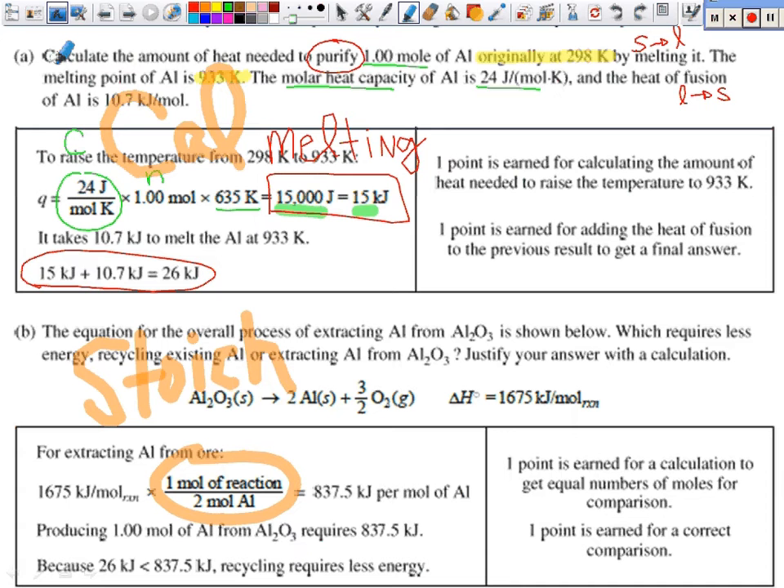So if you notice what it says, 1 mole of aluminum took 26 kilojoules to purify, but it took 837 kilojoules to extract. So which one requires less energy? The purification, the recycling process. And like I said, I don't like this question, but it is what it is. Go ahead. It's okay. Yeah, you can do that. It's fine. No big deal.